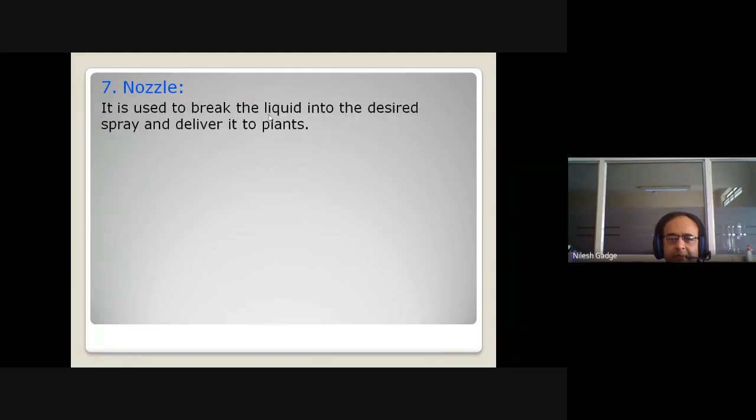Then the nozzle. It is used to break the liquid into the desired spray and deliver it to the plant stage. So nozzles are used to break the liquid into small particles, small droplets, and then it can be delivered to the plants.